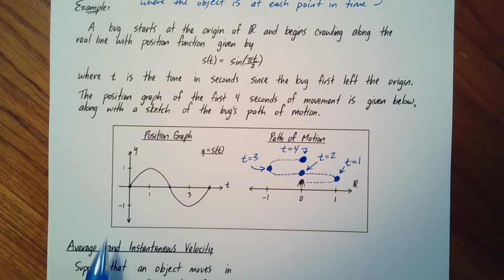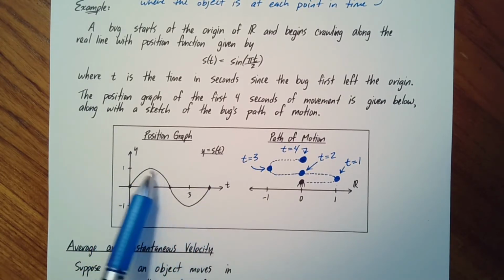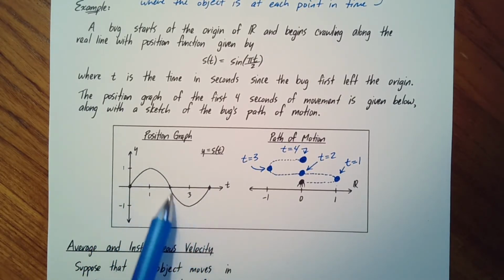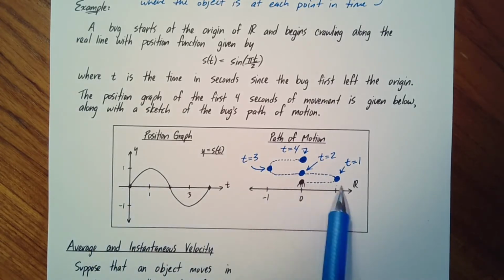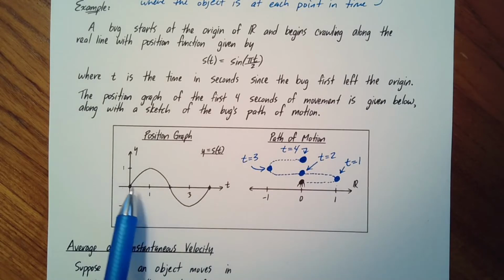But it is a common misconception that when people look at the position graph, they confuse this curve as the path of motion. But no, that's not right. This curve is not actually the path of motion. The path of motion is just in one dimension. The bug's walking back and forth across the real line. But this is the graph of the position versus time. So it's a graph of the position function, but this is not the path of motion.